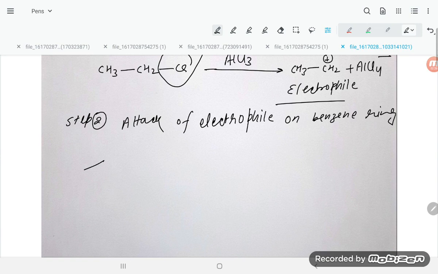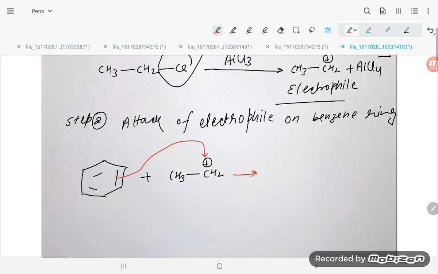So let's have a look over it. Here you see this is the benzene, and here is the bond, and we have CH3, CH2 with the positive charge. So how is it going to attack? This is going to attack on this position. So what is going to be formed is this: this bond is getting used to form the bond with CH2 and CH3, and here will be the hydrogen, and this is the positive charge.